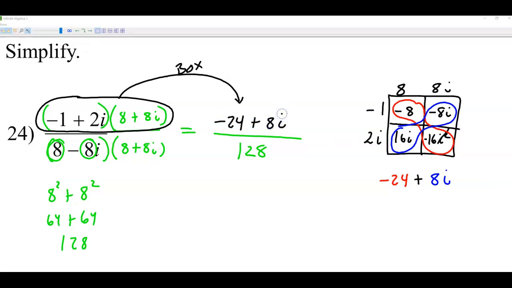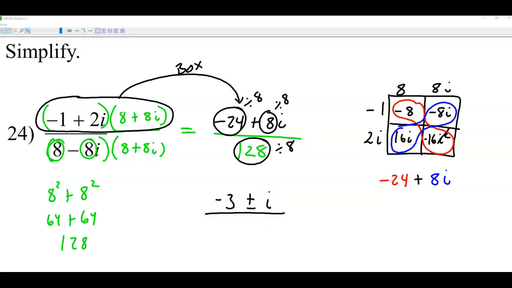Now on this one we can reduce. Yeah, I think all three of these can be divided by 8. So we should reduce if possible. So negative 24 divided by 8 is negative 3. 8 divided by 8 is 1, so that's just going to be i. And 128 divided by 8 is going to be 16. And there's our final answer there.